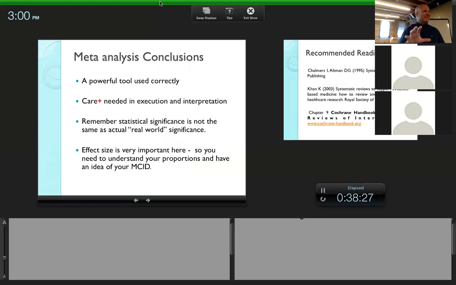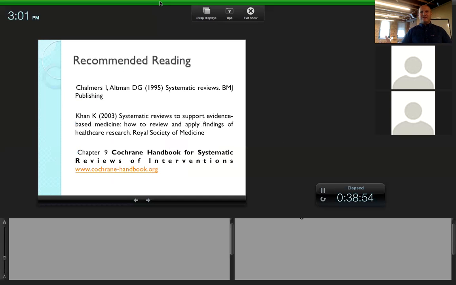Meta-analysis is a fantastically powerful tool when used correctly, but it is abused, and also you often won't get consensus about when it is truly appropriate to pull things together. You need to take real care in executing and interpreting them. You always need to remember that statistical significance is not the same thing as importance. So you need to have an idea of what kind of effect would be meaningful in the context that you're interested in. And if you're interested in reading anything about these, the Cochrane Handbook is really, really detailed.